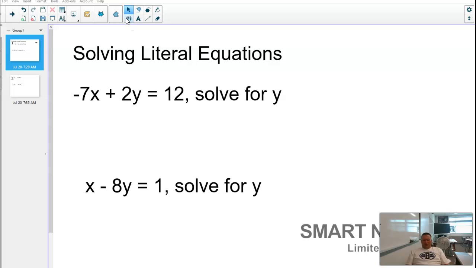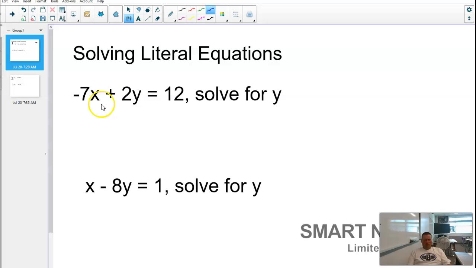It's going to be pretty similar to just solving equations. We're just trying to get everything away from whatever variable we're looking for. In this case, we're going to solve for y.